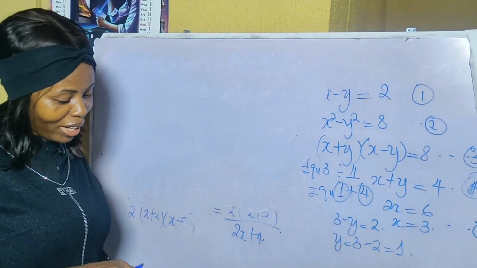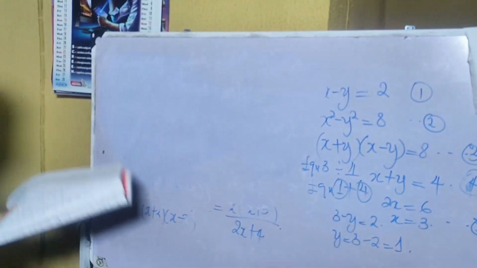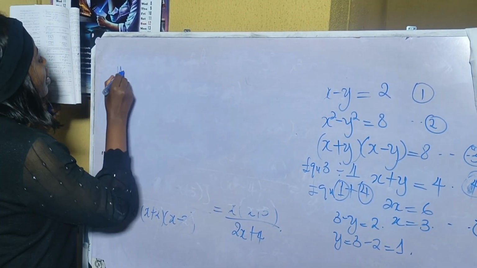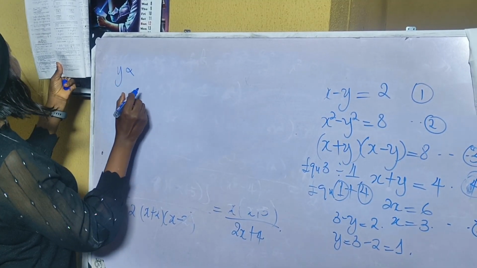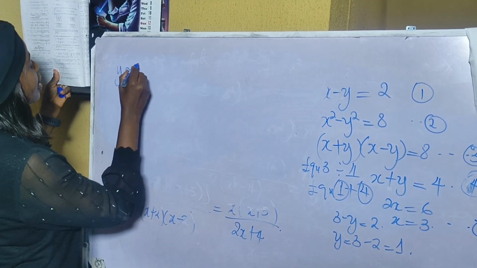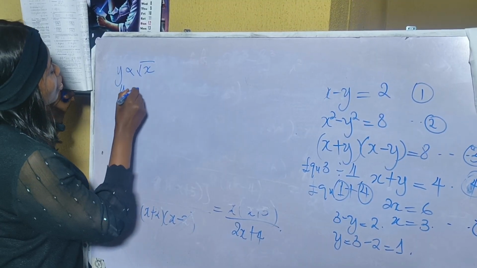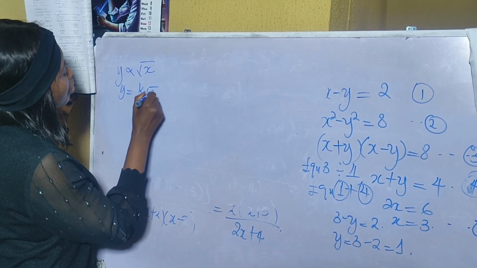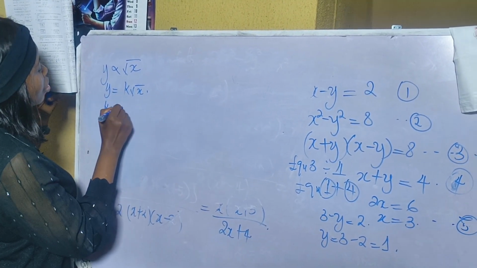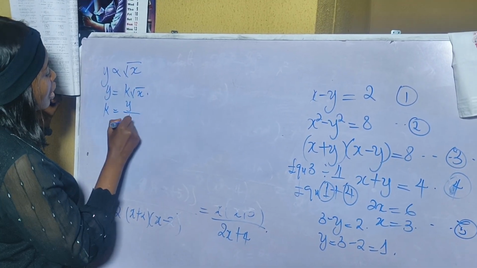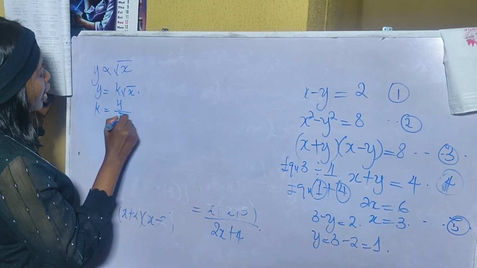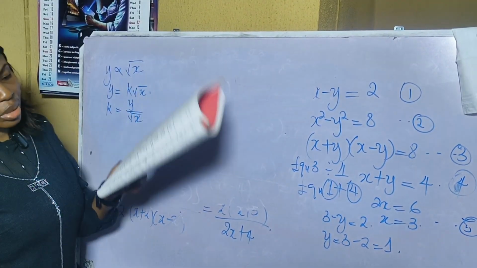So we have this problem. It said y varies directly with the square root of x. So therefore, y is equal to k square root of x. k is equal to y over the square root of x. That's what k is equal to.